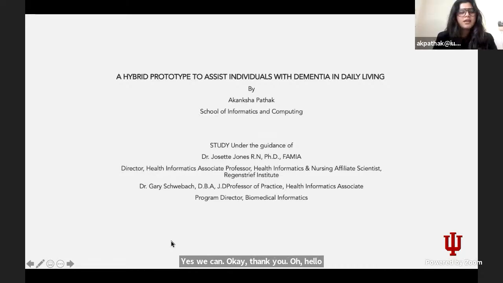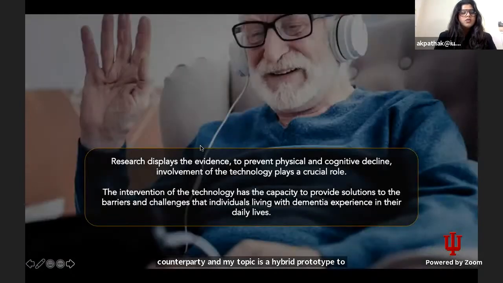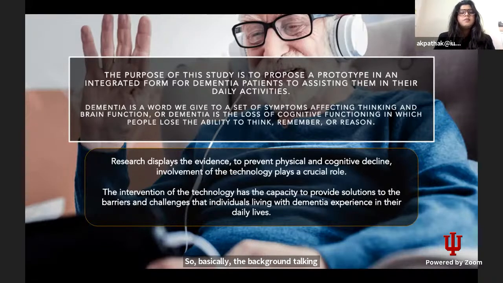Hello, everyone. This is Akanksha Pathak, and my topic is a hybrid prototype to assist individuals with dementia in daily living. So basically, talking about the background of my study, it's based on dementia. The purpose of the study is to propose a prototype in an integrated form for dementia patients, assisting them in their daily activities.